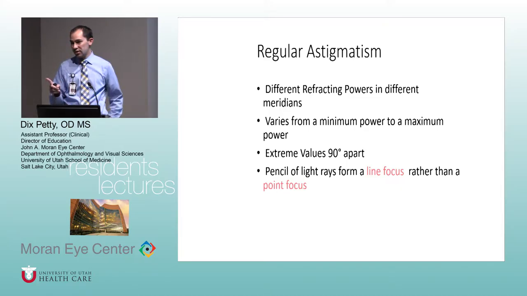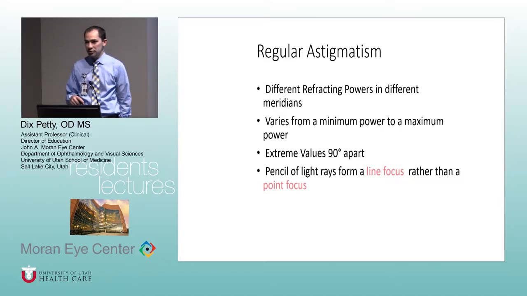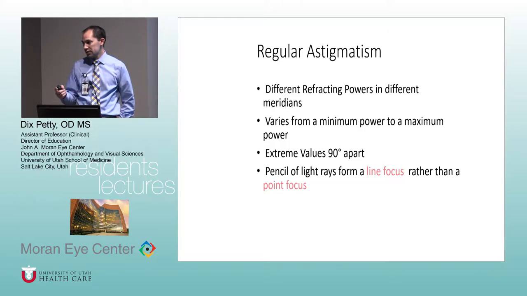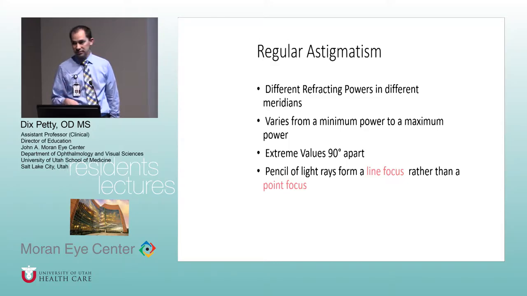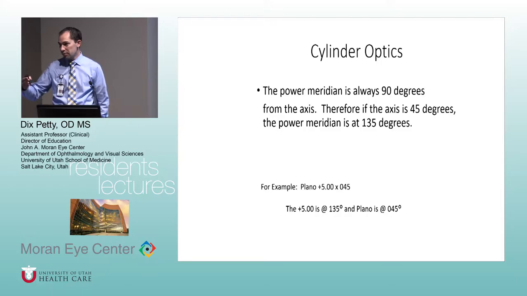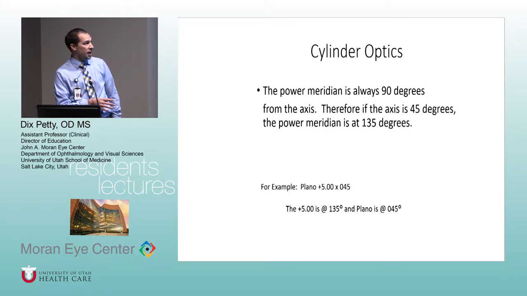So along the axis, along where those two little arrows are, there's zero power along that axis. The power actually comes 90 degrees from that. And another thing that's interesting about those, and we did this in labs in optometry school, is that if you shine a light through it, as opposed to a spherical lens, which will make a point focus, these will end up making a line focus. And so you'll actually see a straight line if you put a piece of paper behind the lens. So the power meridian is always 90 degrees from the axis.